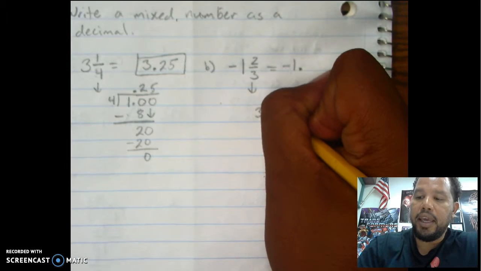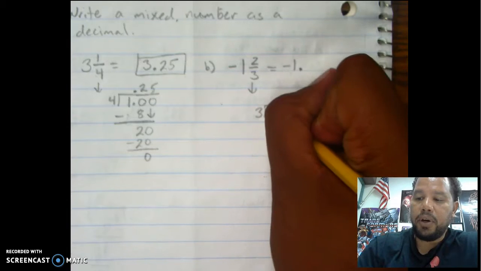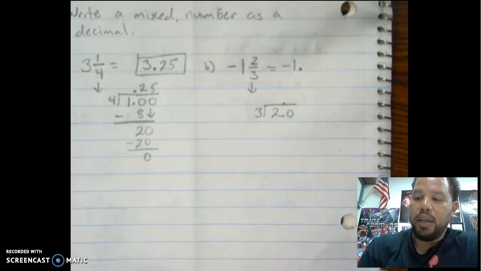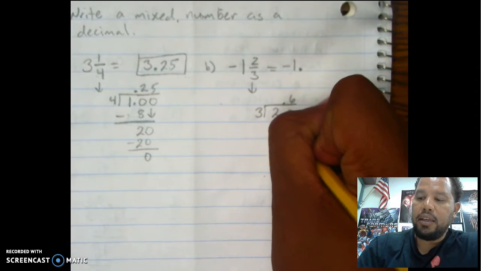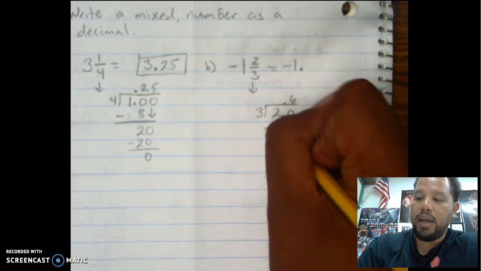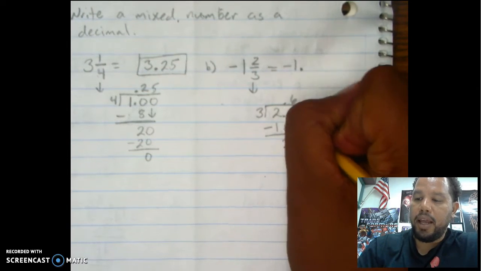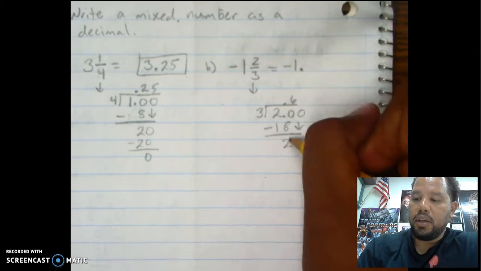3 dividing into 2. 3 does not divide into 2, so we're going to add the decimal point and the 0. So 3 into 20 goes 6 times. 6 times 3 is 18. We subtract. 20 minus 18 is 2. We have a remainder, so we're going to add a 0. Bring down the 0. 3 goes into 20.